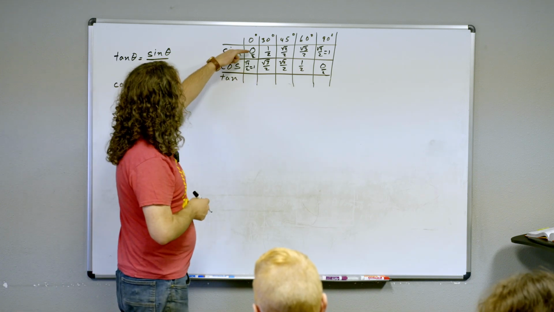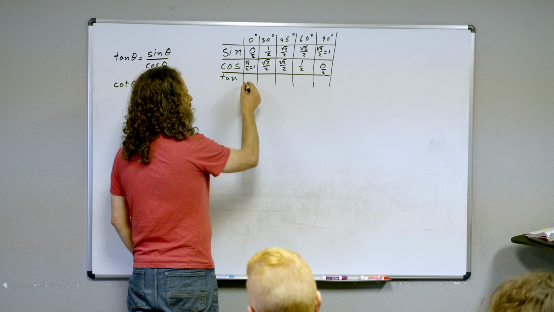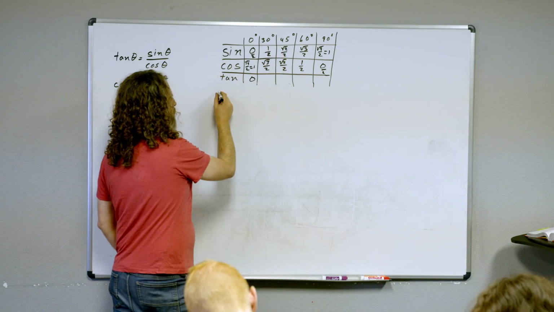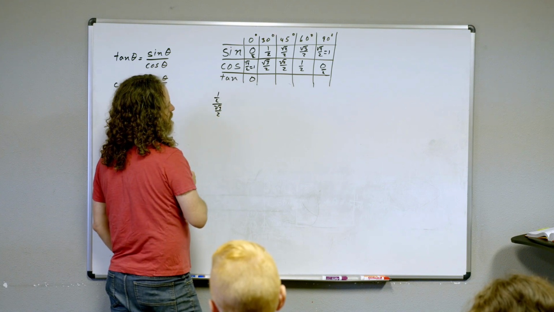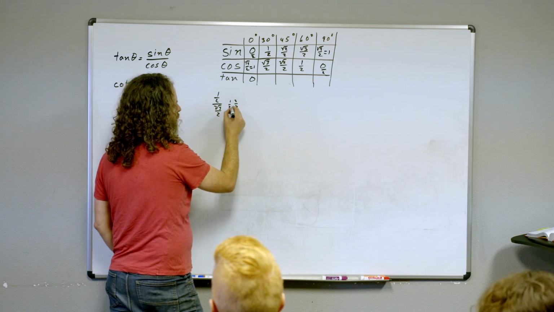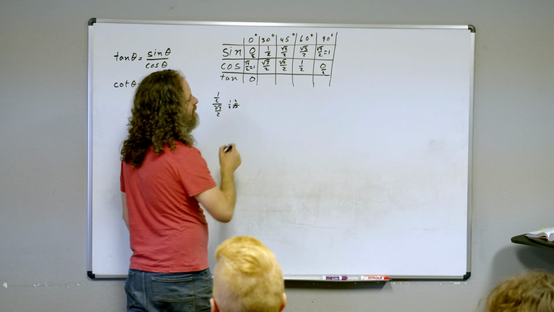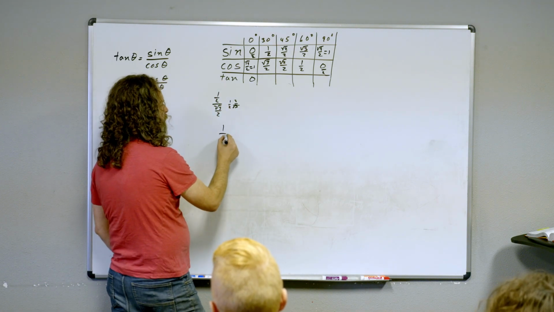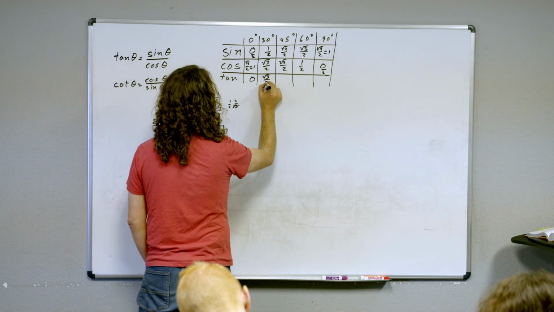So this is 0 over 1, which is what? 0. Right. And this is 1/2 over the square root of 3 over 2, which would be 1/2 times 2 over the square root of 3, which would be 1 over the square root of 3, which rationalizes to what? Square root of 3 over 3. Yeah, 1 over the square root of 3 rationalizes to the square root of 3 over 3.